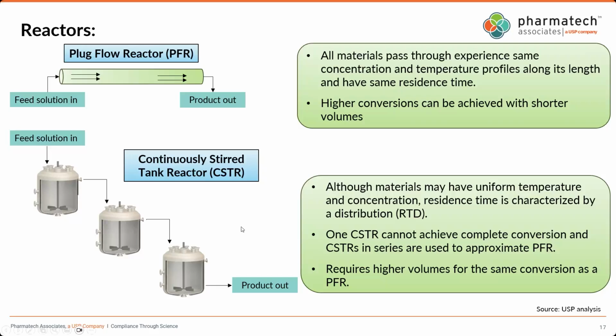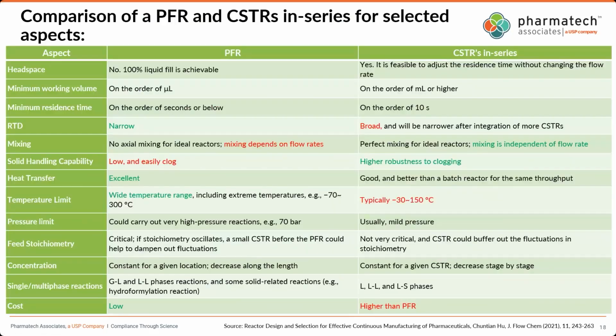So in the next slide, you'll be able to see a quick comparison for certain aspects for PFRs and CSTRs. Each reactor has its own limitations and advantages. For example, PFRs have a very narrow residence time distribution, which makes them good where heat transfer requirements are very important, like for exothermic reactions. However, for CSTRs, the RTDs are broad, but you can potentially narrow the RTD when you have more CSTRs in a series.